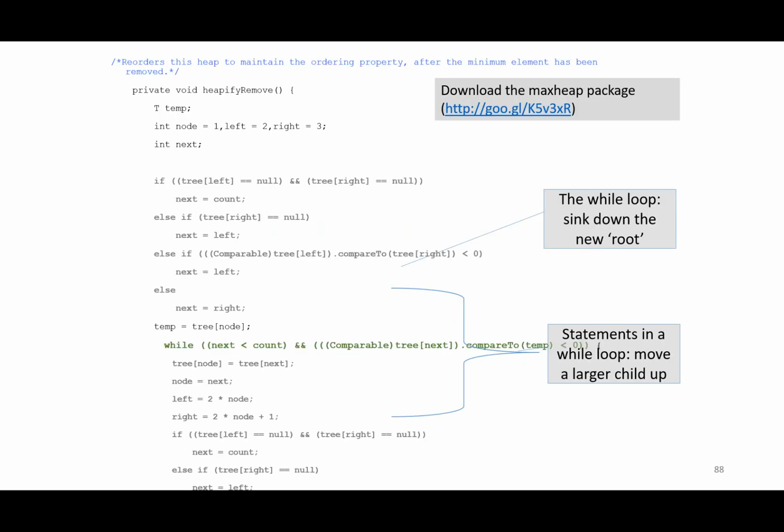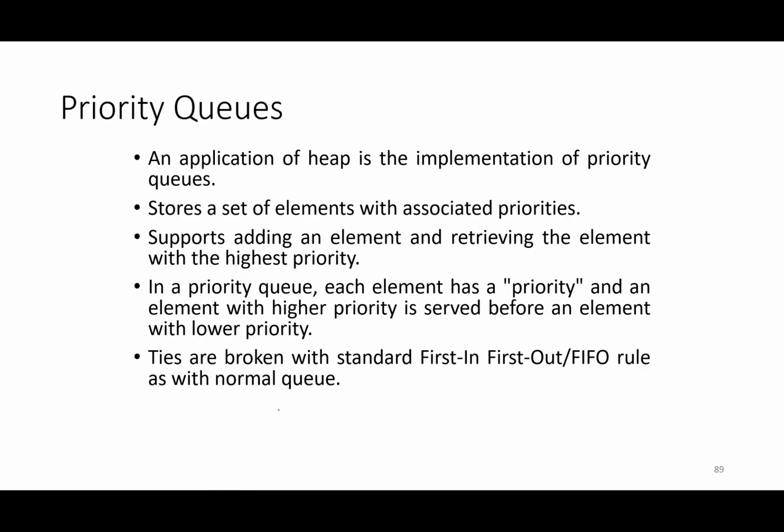We also have the package in Canvas and also in the Google Drive, and you can download it from here. The while loop, so we also use the iterative approach to implement that. And in these statements, it will sink down the new root, right? Pick the new root based on the index calculation.